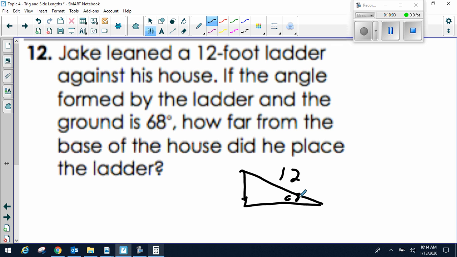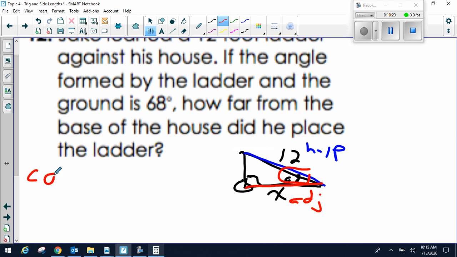How far from the base? Now here's the base of my triangle. Did he place the ladder? So that's what you're trying to find. So that means that 12 is my hypotenuse. Here's my angle. That angle is adjacent to that. So adjacent hypotenuse means we're dealing with cosine. So it's going to be the cosine of 68 equals x over the hypotenuse, which is 12.